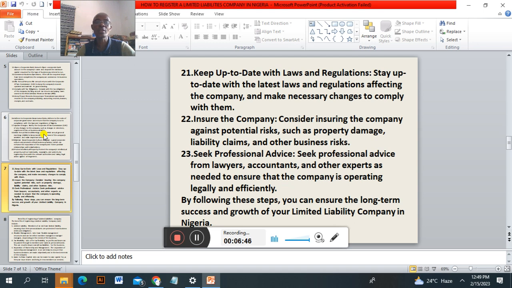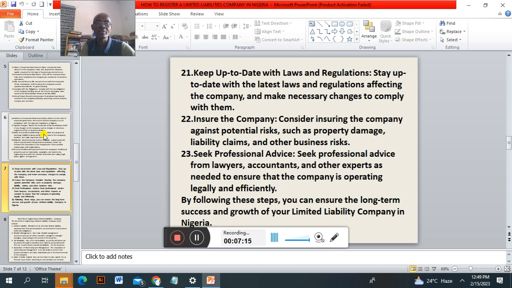Stay up to date with the laws and the regulations affecting the company and make necessary changes to comply with them. Number 22, consider ensuring the company against potential risks, securing the company against potential risks such as property damage, liability claims, and other business risks.